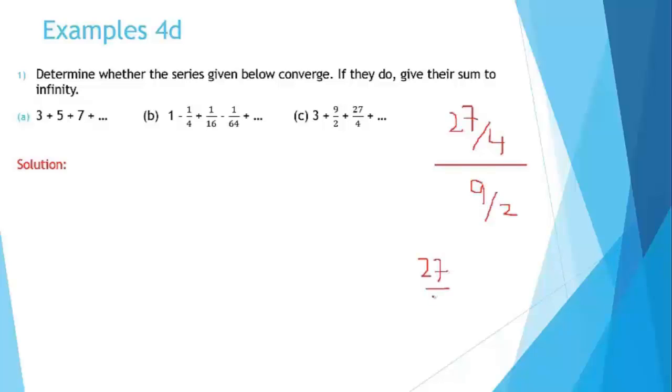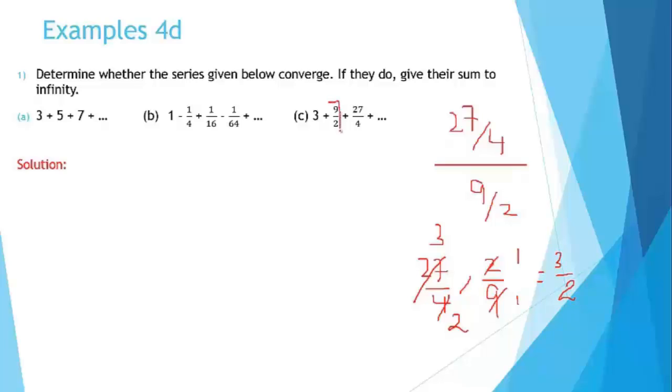So 27 by 4, the division becomes multiplication. So we get 2 by 9. So the numerator becomes the denominator and the denominator becomes the numerator. So 2 goes into 2 once, 2 goes into 4 twice. 9 goes into 9 once and 9 goes into 27 thrice. So again we are getting 3 by 2. So we can confirm that the common ratio of this geometric progression is 3 by 2.